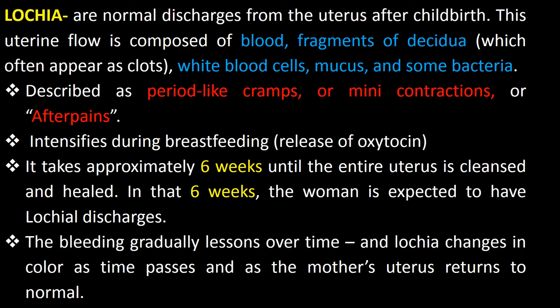In those 6 weeks, the woman is also expected to have vaginal discharges that vary in color. So the lochia does not have just one appearance. It varies depending on the period of time during the postpartum. The bleeding gradually lessens over time, and the lochia changes in color as time passes by and as the mother's uterus returns to its normal size and position.